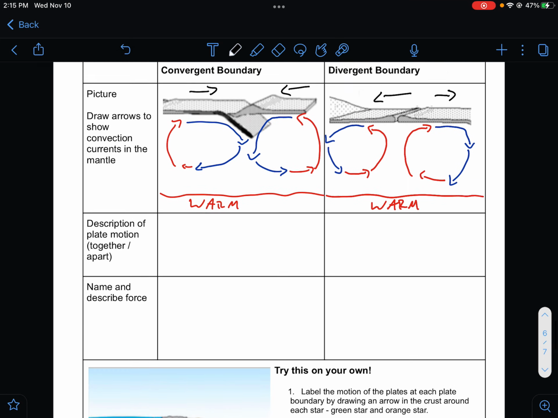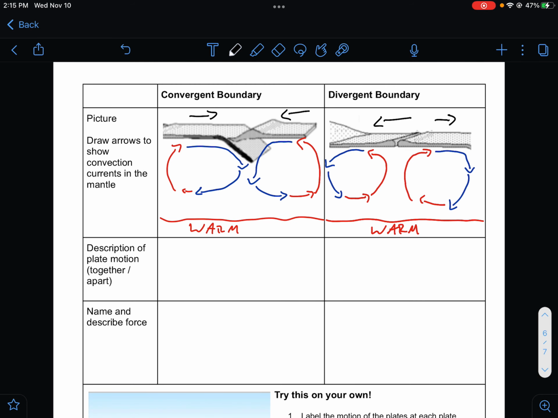All right, description of plate motion, together or apart. Well, this one's pretty easy, because we know that the convergent boundaries are coming together, so we would say together for this one. And we can see that the plate motion is very obviously going apart for our divergent boundary, so we would put apart in for that one.